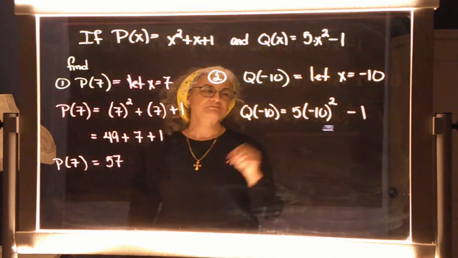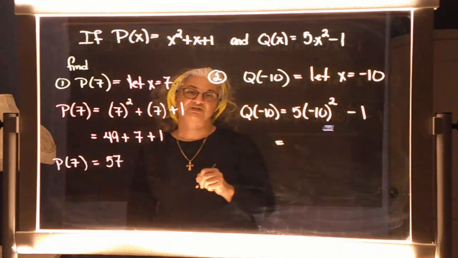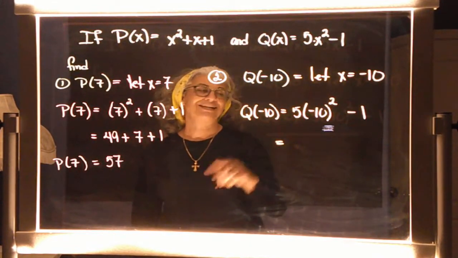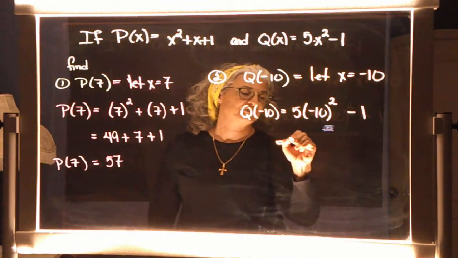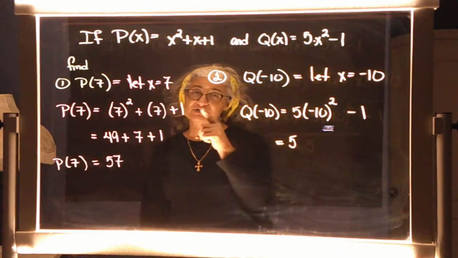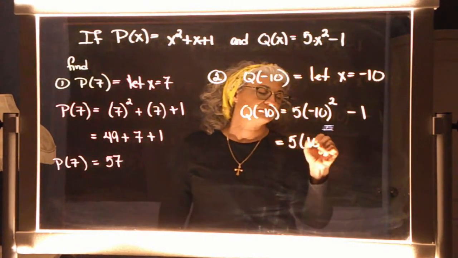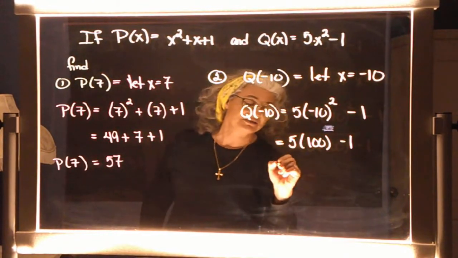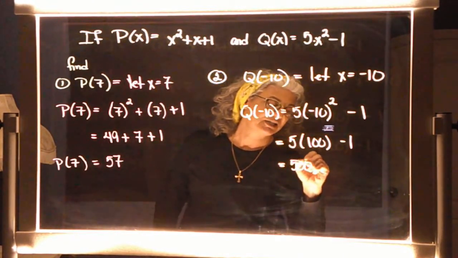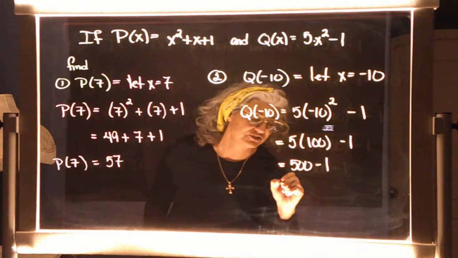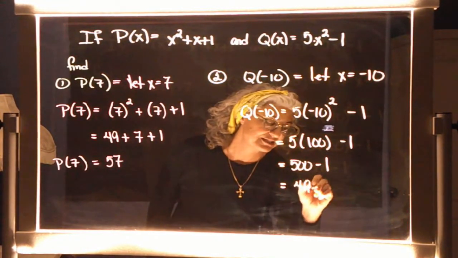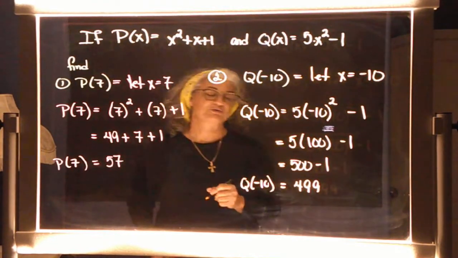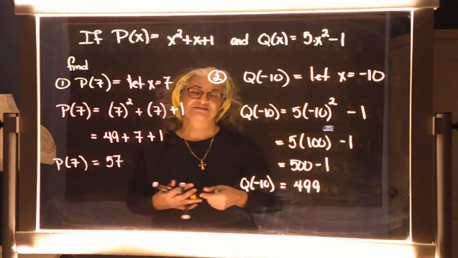Agreed? Okay, so order of operations, what comes first? Multiplication? Exponents or subtraction? Exponents. So I have to do negative 10 squared, which is 100. And then I get to do the multiplication. Good, 500. And it's supposed to minus the 1, which gives you 499. So q of negative 10 equals 499.